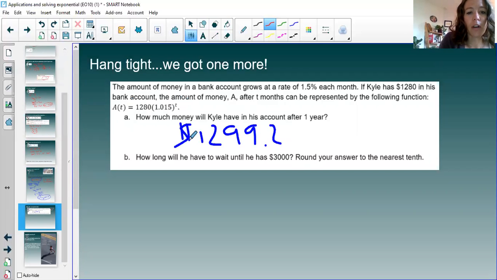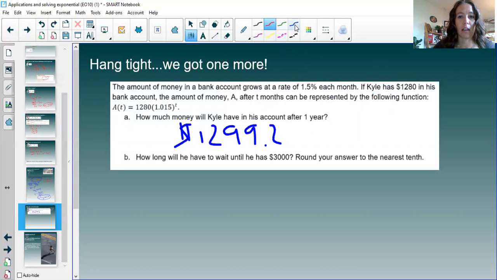Okay, now you could have also gone back to the original and just thought about it, right? If he has 1280 right now and it grows at a rate of 1.5%, I'm going to take 1.5% and then add it on. You'll get the same answer, okay? Well, now how long will he have to wait until he has 3,000?